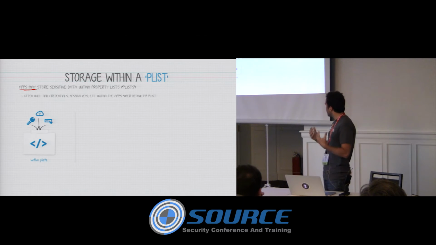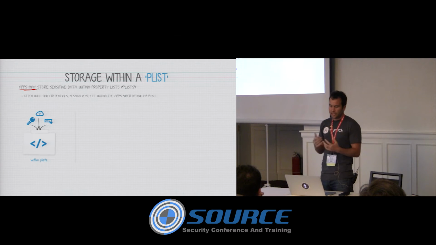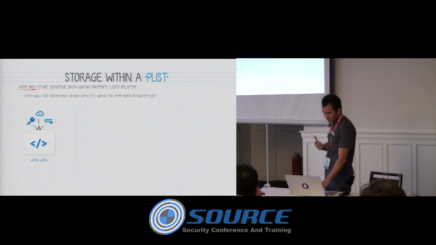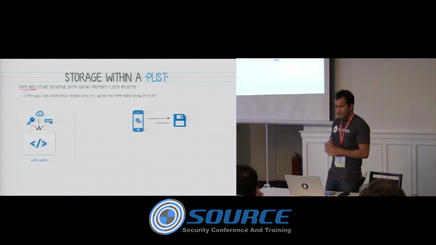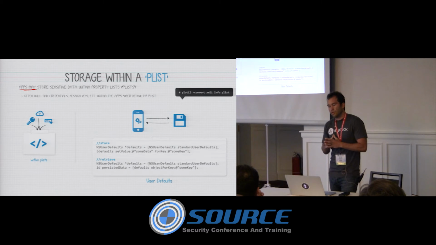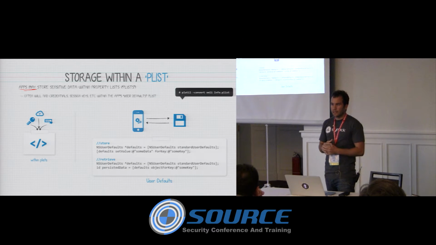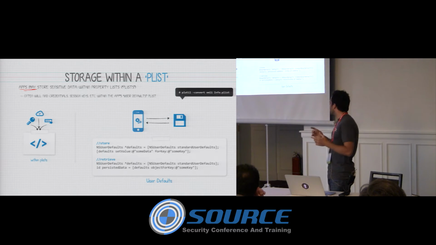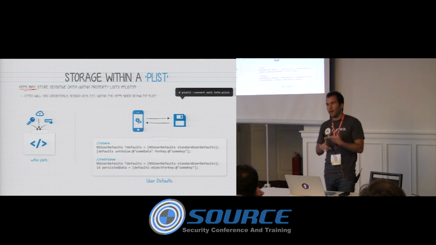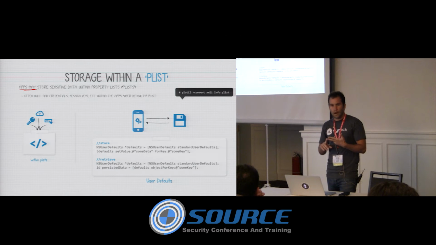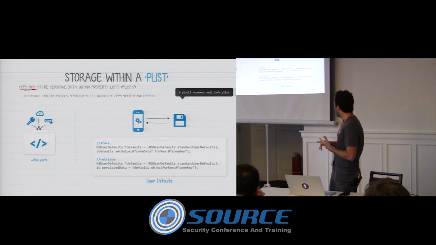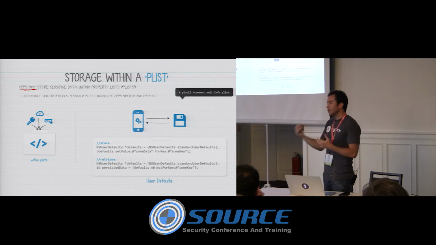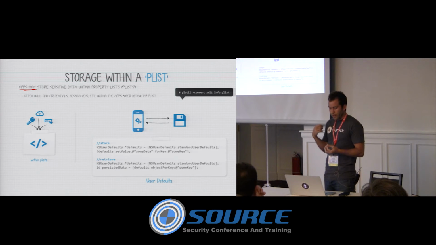P-lists are another common place that things are stored. P-lists are just XML lists that are used extensively. The most common one is this user defaults list. So iOS, or Apple, provides an easy way for app developers to store persistent data. This is supposed to be used for things like what color the user selected, or whether they want 24-hour time, stuff like that. And you can see in one line of code you can store data to the P-list, and in another line you can retrieve it.